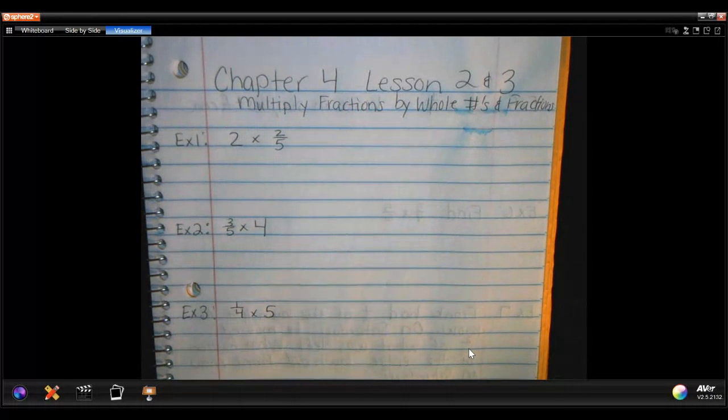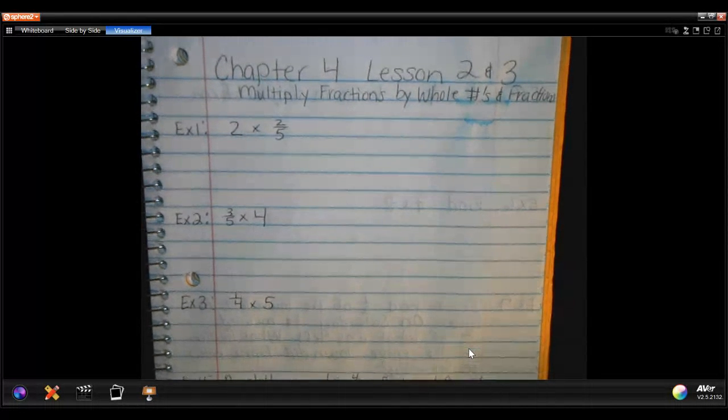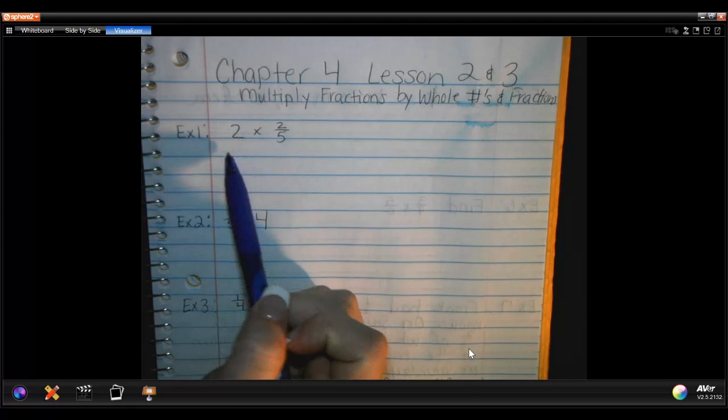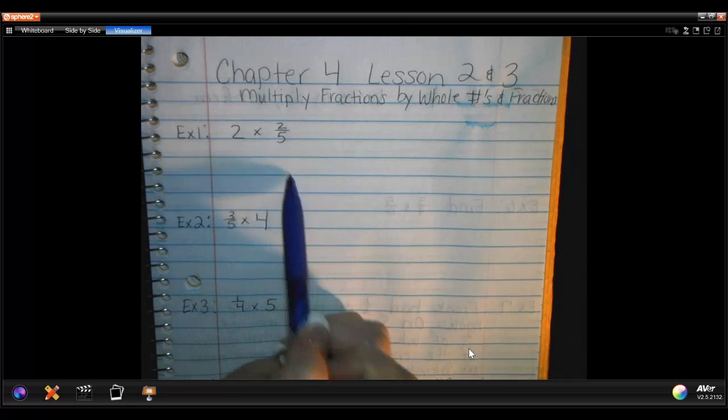The first 4 examples are going to be fractions by whole numbers, and then the second 3 are going to be fractions by fractions. All right, so let's take a look. Our first example says 2 times 2 fifths.